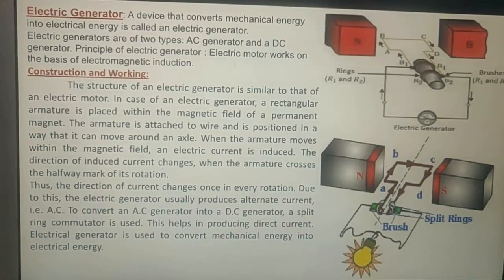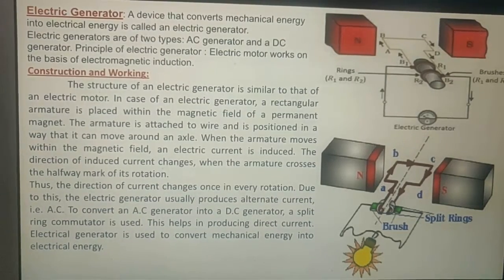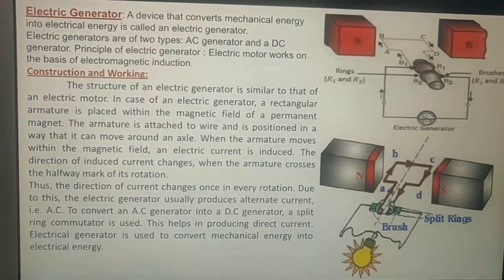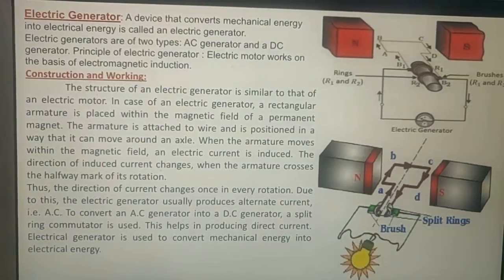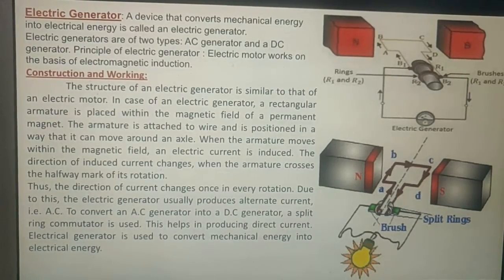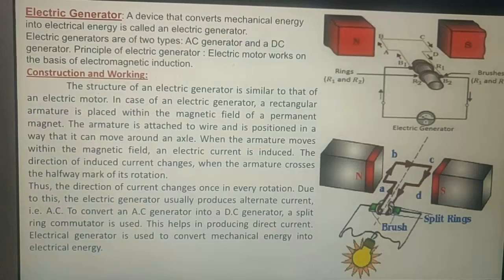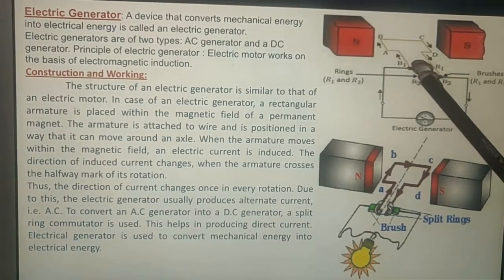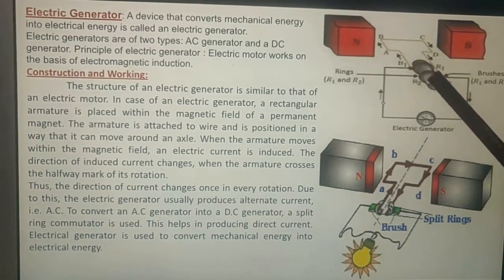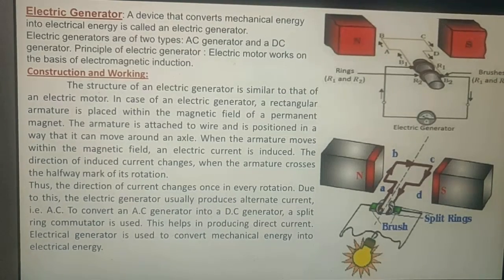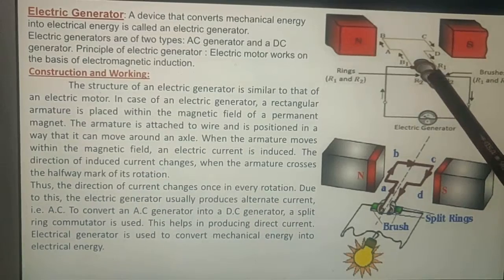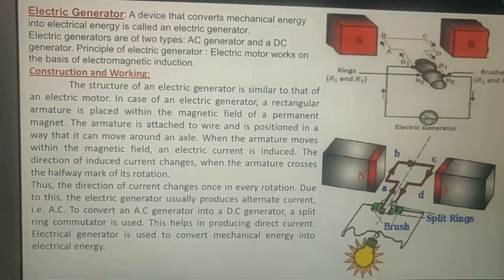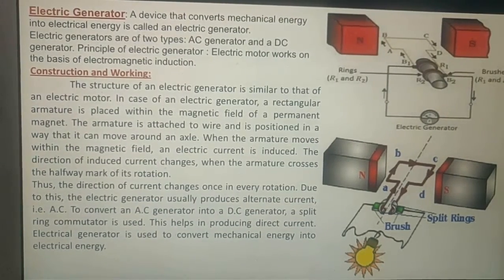This is the electric generator. As we see in the motor, a device that converts mechanical energy into electrical energy is called an electric generator. Electric generators are of two types, AC and DC. The construction is quite similar, only the difference is here, when the armature moves in a magnetic field, there are complete rings, and in that case it was the split ring.